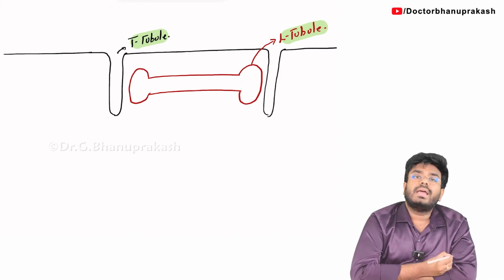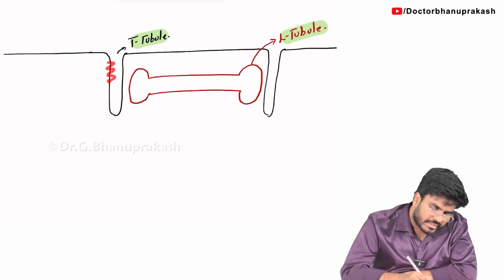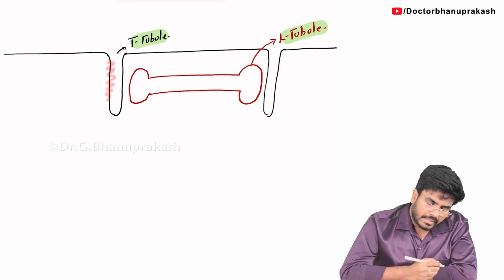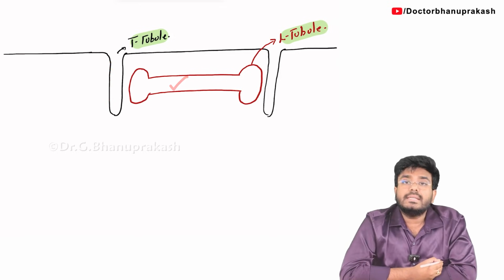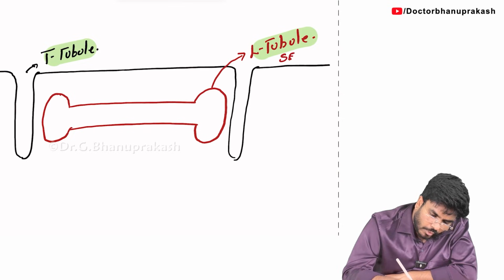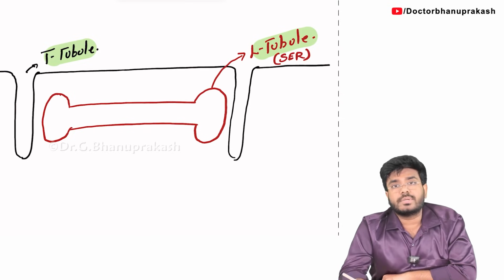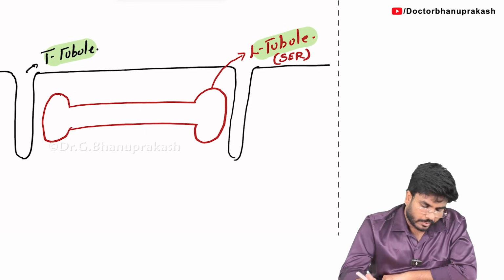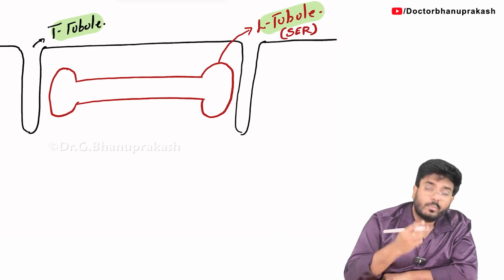Now, sir, we know what a T-tubule is. T-tubule is nothing but the invagination of the cell membrane. Then what exactly is this L-tubule, sir? L-tubule is nothing but the sarcoendoplasmic reticulum. Now, within the sarcoendoplasmic reticulum, what is there, sir?